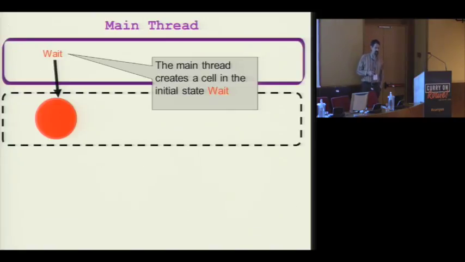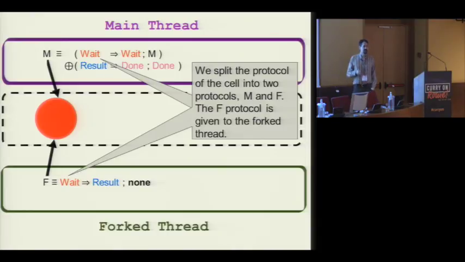Okay, so first of all, how does the system work? Let's dig into this thread join example in a little more detail. Here we have the main thread. The main thread is going to create a cell, and it'll be in the initial state wait. It'll mark it that way. And then we'll create this forked thread and pass a reference to the shared cell.